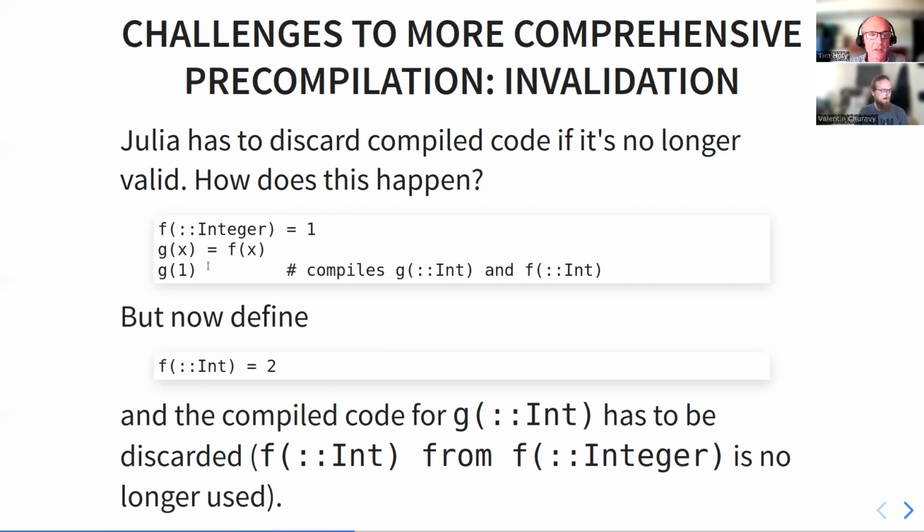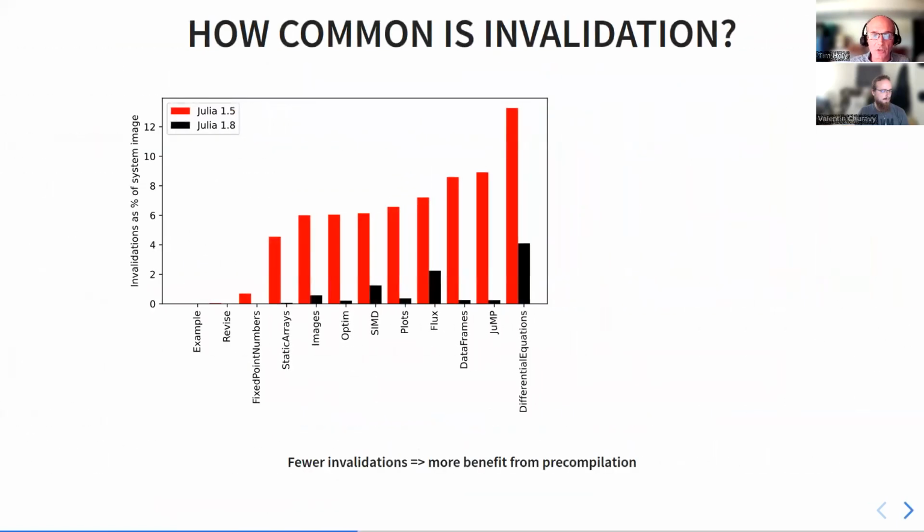If a package defines, say, a new subtype of integer and then creates new versions of methods for that integer, then previous code that assumed it knew about all the possible types of integers might have to be thrown away and recompilation occurs. And so invalidation used to be phenomenally common.